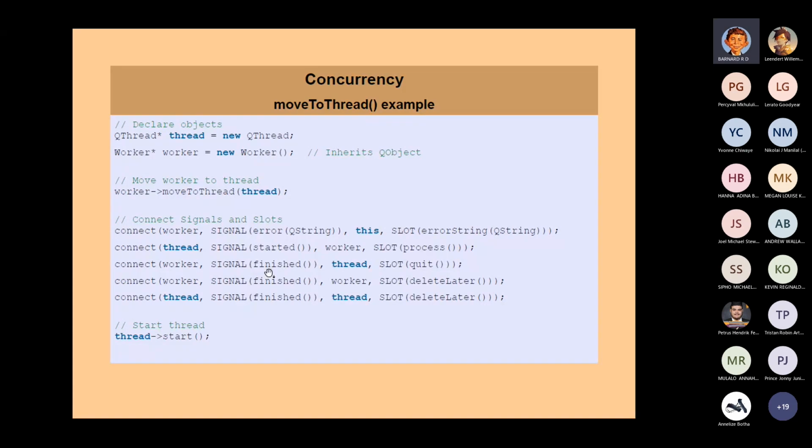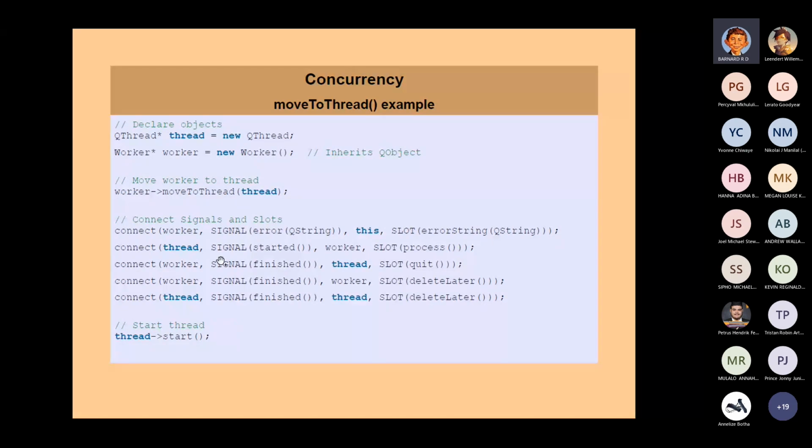You then connect the worker's finished signal to the thread's quit slot. In other words, you get the worker to say, right, I'm finished, I'm done. Thread, you can quit now. We finished. So you connect the worker's finished signal to the thread's quit slot. And then both the worker and the thread, you connect their finished signals to the deleteLater slots. Again, you're basically saying we finished. You can call delete whenever you're ready. So those are the four signals and slots you should always have.